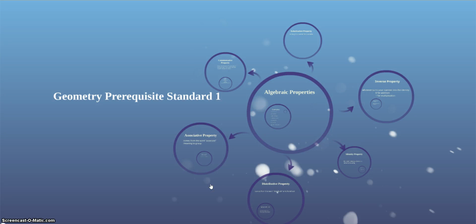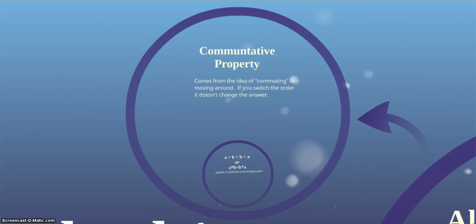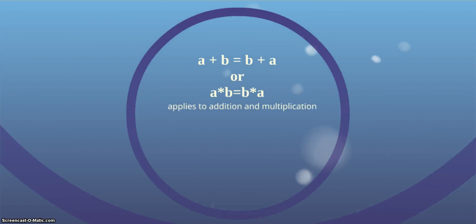For geometry, your first prerequisite will be algebraic properties. The first one is the commutative property. This comes from the idea of commuting or moving around. So if you switch the order, it doesn't change the answer. This tells us that a + b is equal to b + a, or a times b is equal to b times a. The commutative property only applies to addition and multiplication.